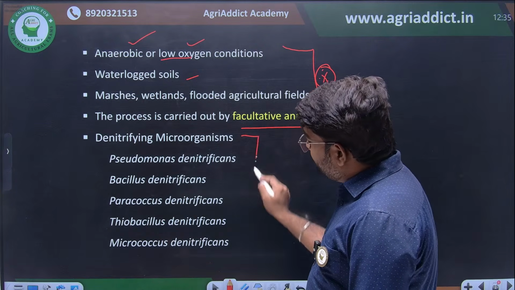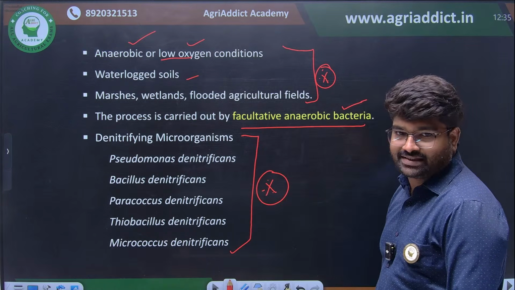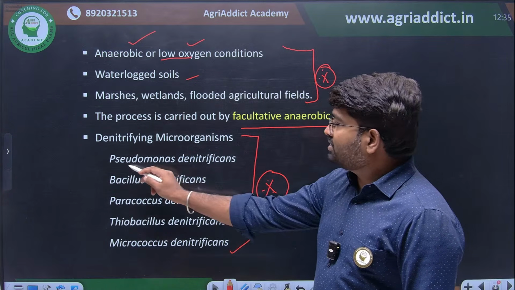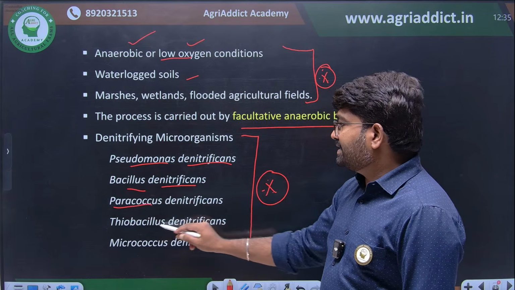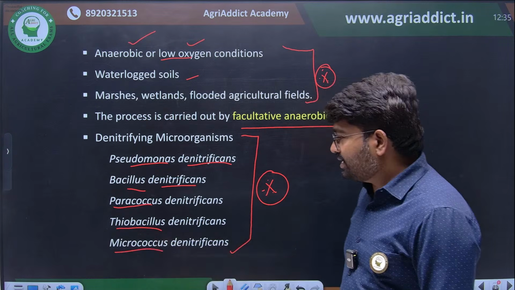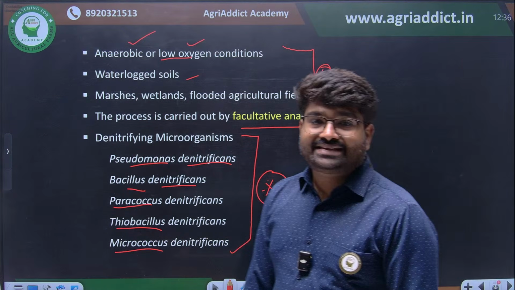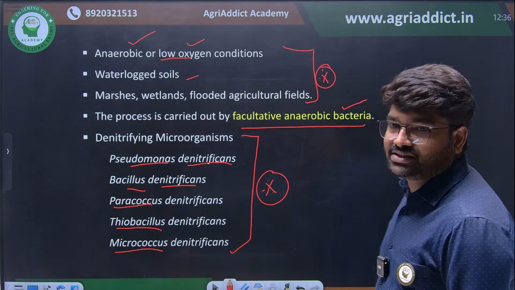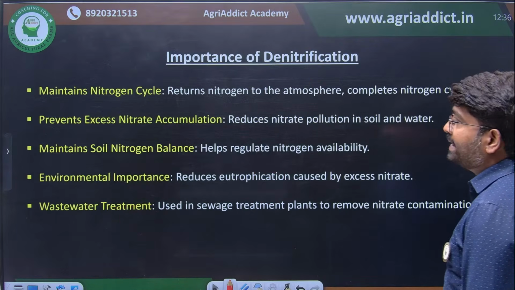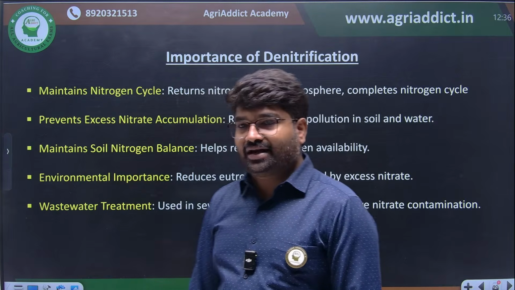These are the typical examples for denitrifying microorganisms. Pseudomonas denitrificans, Bacillus denitrificans, Paracoccus, Thiobacillus, and Micrococcus denitrificans. These are the typical examples for denitrification microorganisms. They have asked this one time in a question. Now we are going to see the importance and harmful effects of denitrification.